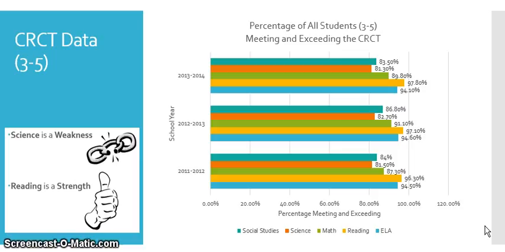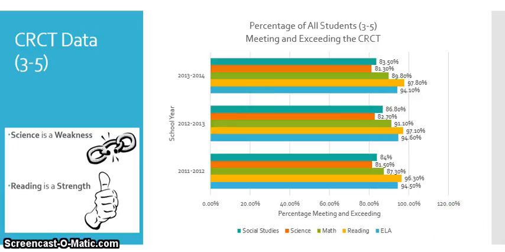We'll begin to take a look now at the performance on the Criterion Reference Competency Test. This graph shows all 3rd to 5th grade students and their performance over the past 3 years. Year 1 at the bottom, year 2 the middle grouping of bars, and year 3 at the top.